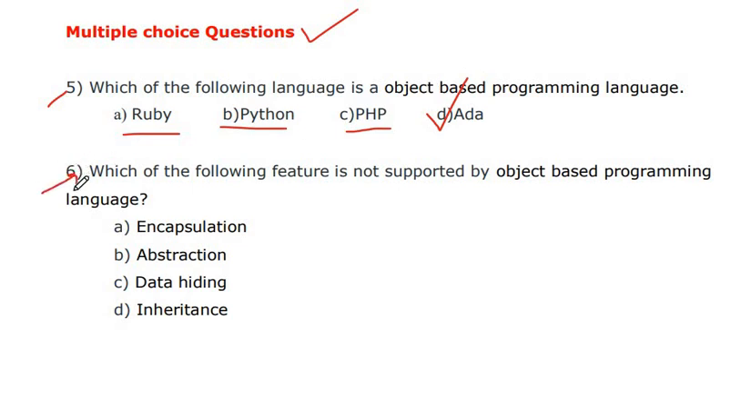Now let us see the next one. Which of the following features is not supported by an object-based programming language? Option A encapsulation, option B abstraction, option C data hiding, and option D inheritance. Option D is the answer. An object-based programming language does not support inheritance and polymorphism, but it supports encapsulation, abstraction, and data hiding. That is why the answer becomes D.